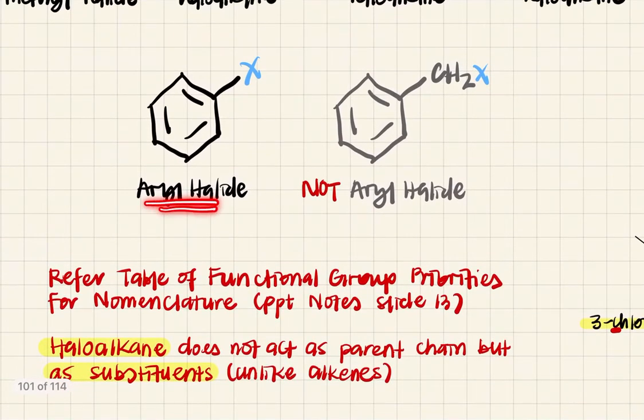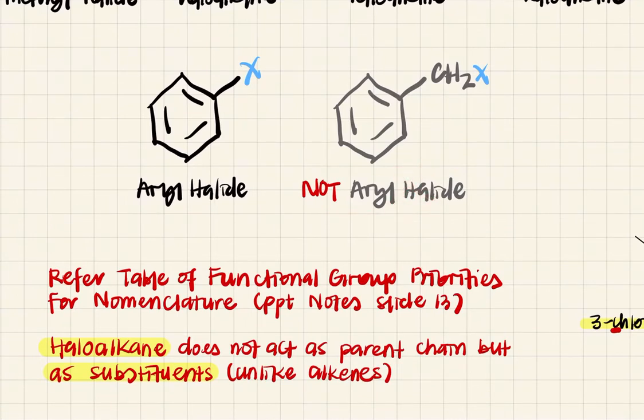Okay, so this one is an aryl halide because ni awak panggil aryl, this benzene ring, directly attached to your halogen. So tu aryl halide. This is not an aryl halide, okay, because it is not directly attached to your halogen. Halogen ni not directly attached to your benzene ring. So it has this hydrocarbon chain tu. Okay, so ini bukan haloalkane lah.